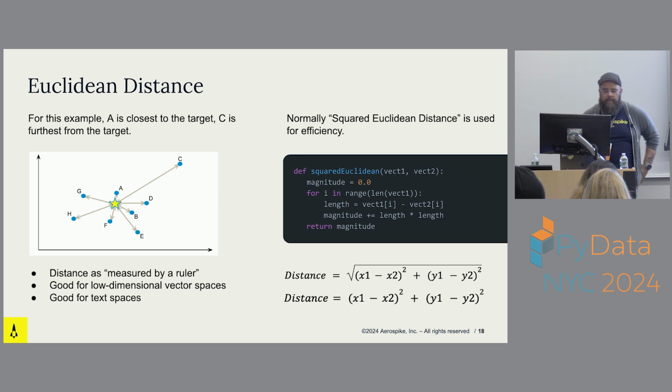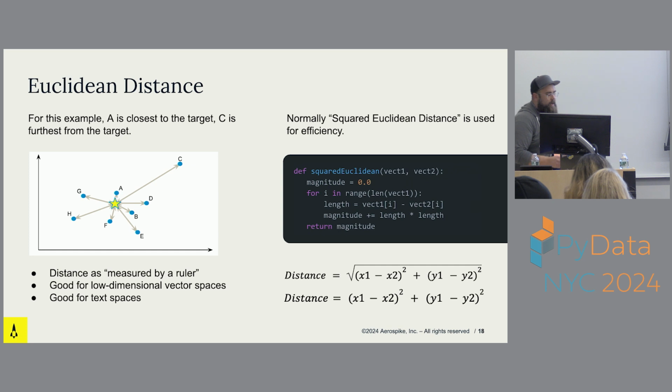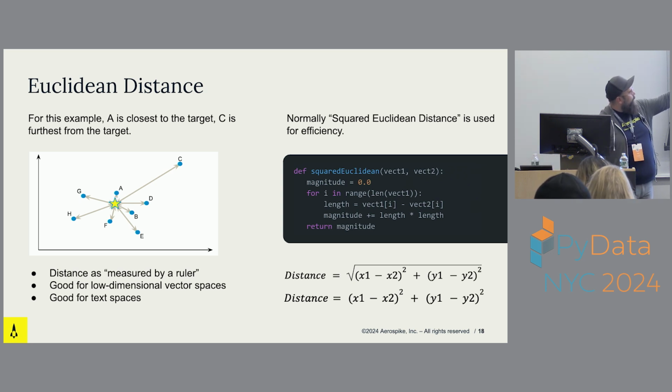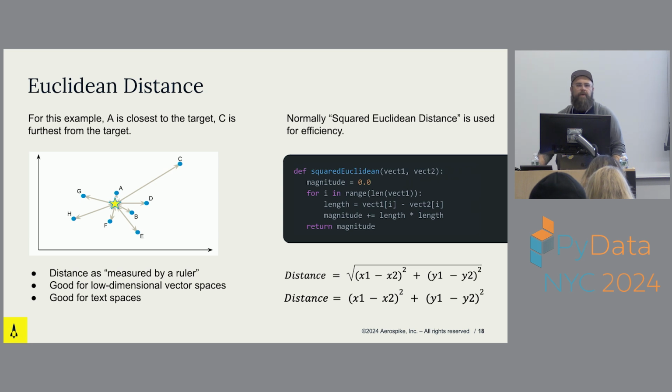So Euclidean distance. For our example here, using the Euclidean distance, we see that A is the closest to our target, C is the furthest from our target, right? So we've just plotted these points here. And then here's the actual code, right? For our little brute force database, if we wanted to do our Euclidean distance, this is what you're doing there. We're using the squared Euclidean, so it's just x1 minus x2 squared plus y1 minus y2 squared. It's not too complex, right?